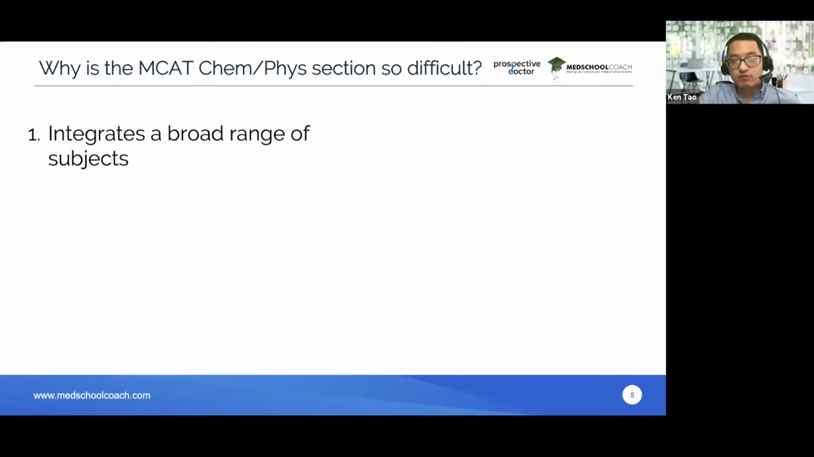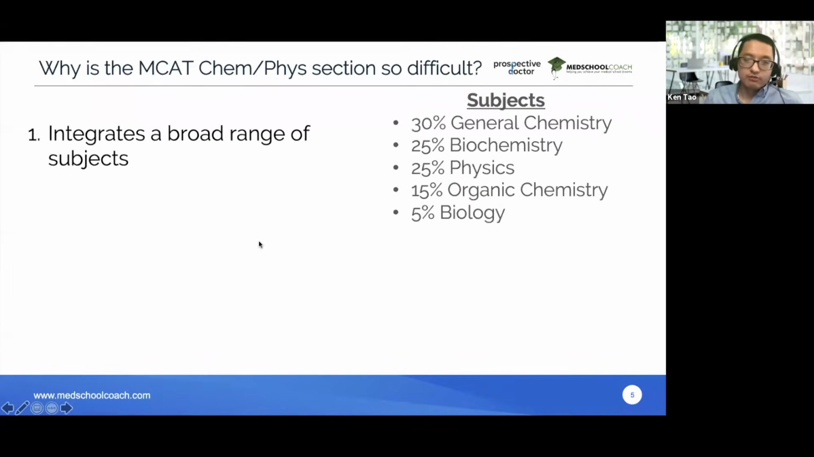Chem Phys is one of the 3 science sections, and there's actually a variety of reasons why it is more difficult for many students than the other 2 science sections of the exam. The first is that it definitely integrates the most subjects. The Chem Phys section has 30% general chemistry, 25% physics, 25% biochemistry, 15% organic chemistry, and 5% biology. So we're looking at 5 different subjects here.